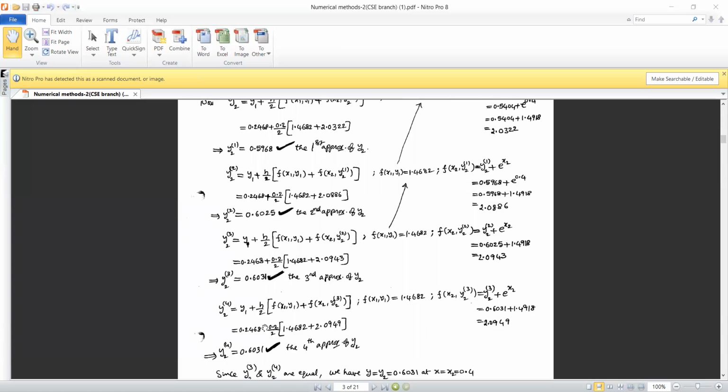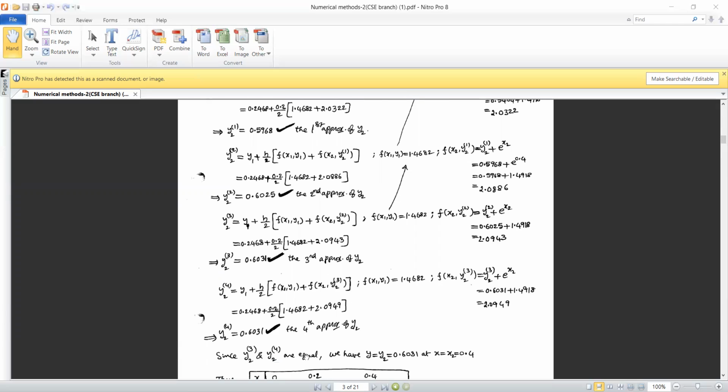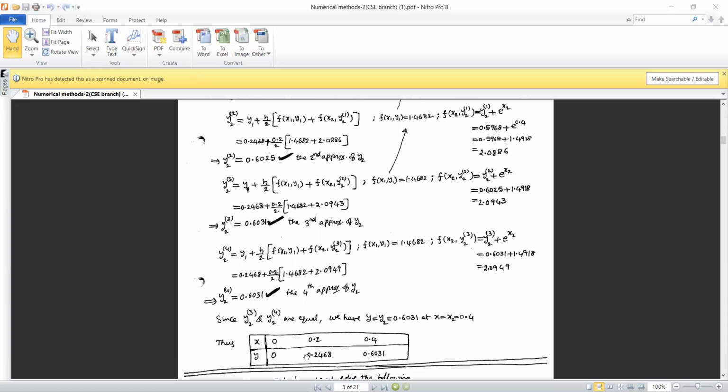One more step we will try. The fourth approximation again gives 0.6031. We see that the third and fourth approximations are exactly the same. So we can stop and consider this value as our next value, the y value at x equal to 0.4.